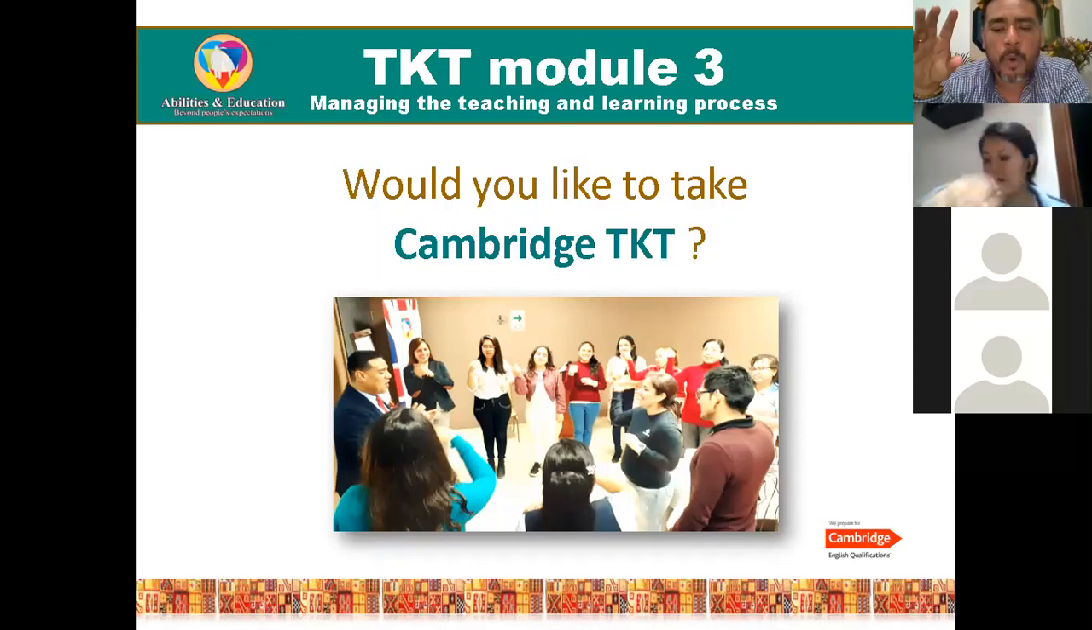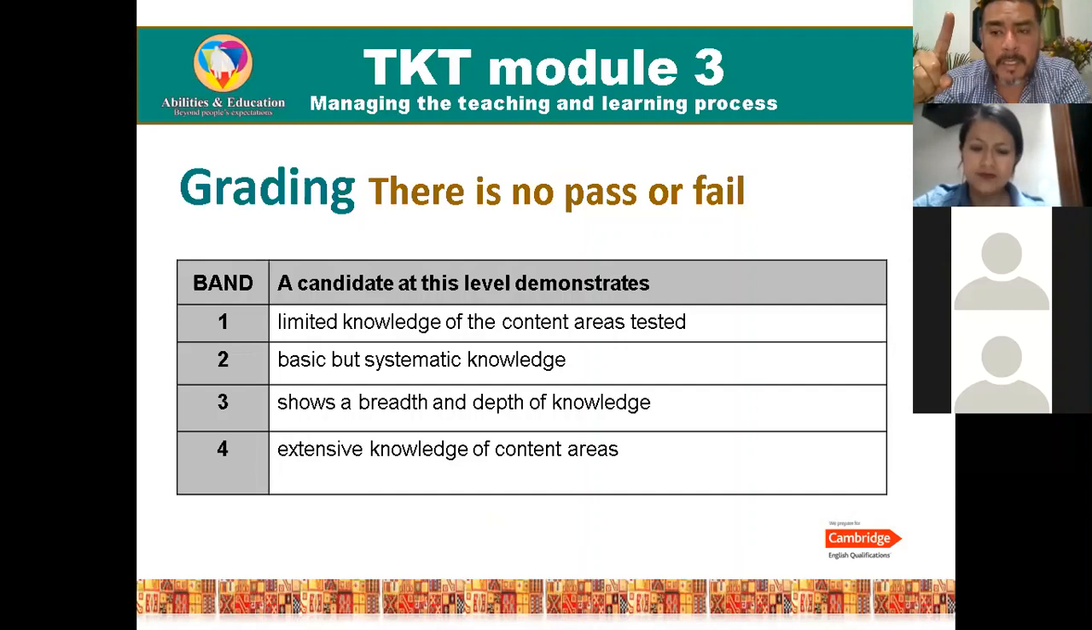You will get a score. If you get a score 1 in the exam, this means that you have limited knowledge of methodologies. A score 2 is basic but systematic knowledge of methodologies. 3, breadth and depth knowledge, and 4, extensive knowledge. All right, is this clear?